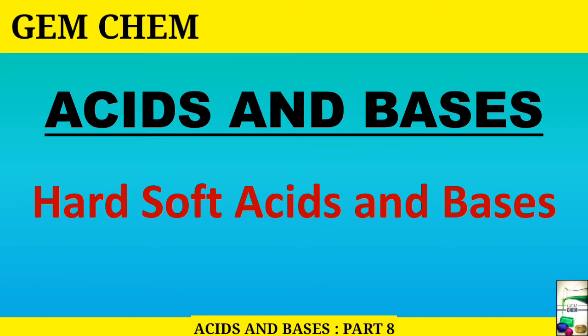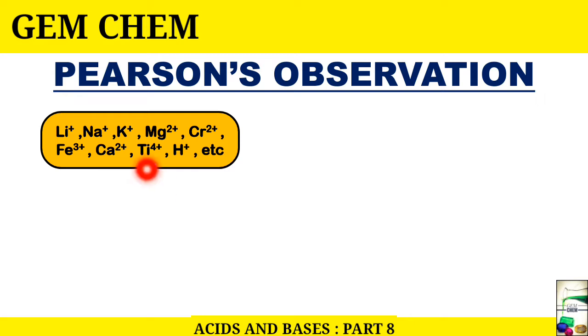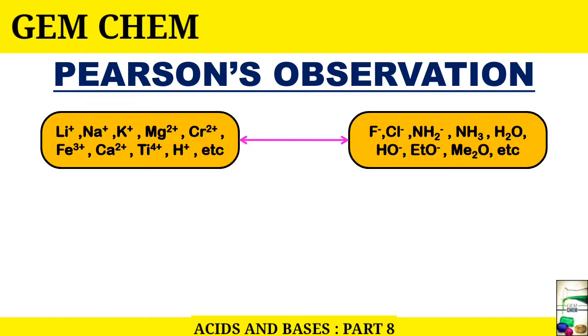Now let us start. So the concept of hard, soft acids and bases was first observed by Pearson. And what was his observation? He observed that certain metal ions like Li+, Na+, K+, which have a small size, can form stable complexes with certain ligands like F-, Cl-, NH2-, ammonia, water, OH-, etc., which are also small in size.